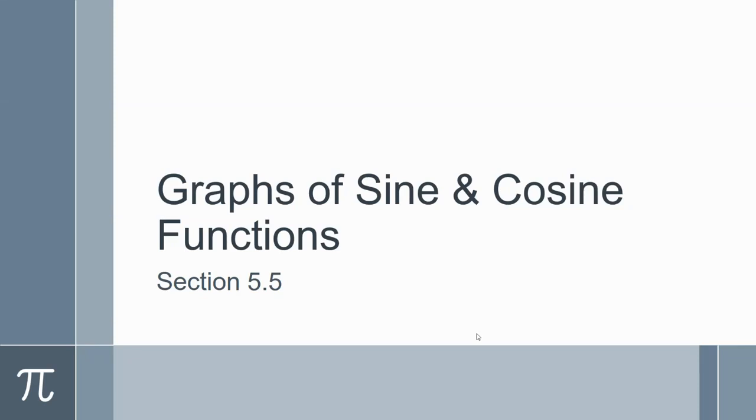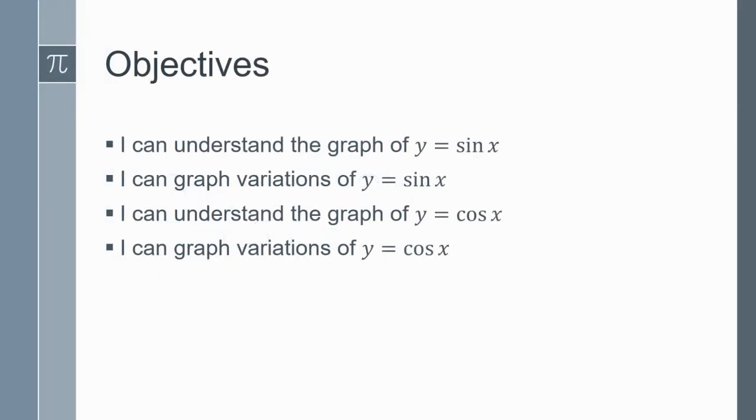Today we're going to begin looking at section 5.5, which is all about graphing sine and cosine functions. So we're going to start understanding what the graph of y equals the sine of x is. Same thing with the graph of y equals cosine of x, and then we'll start looking at some different variations of the two.